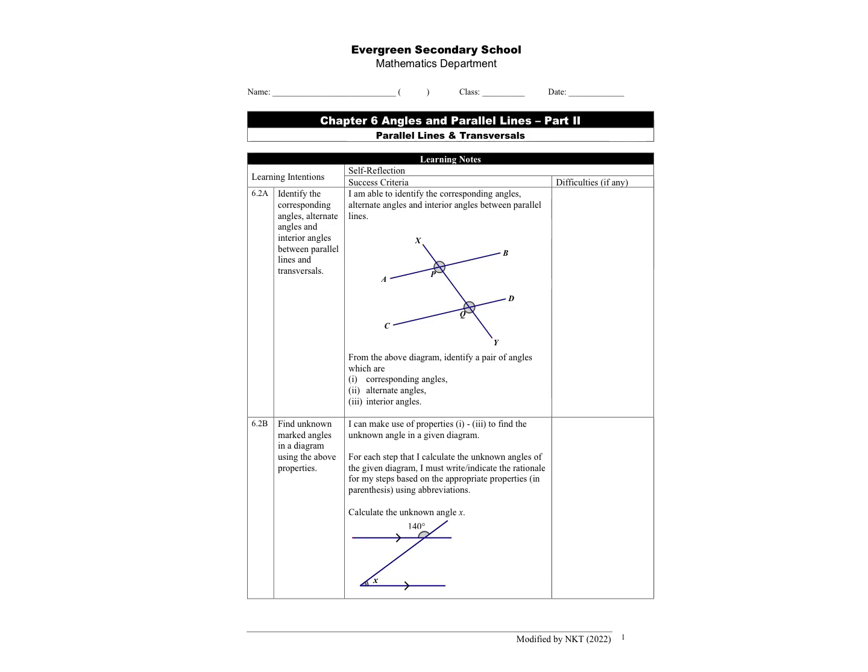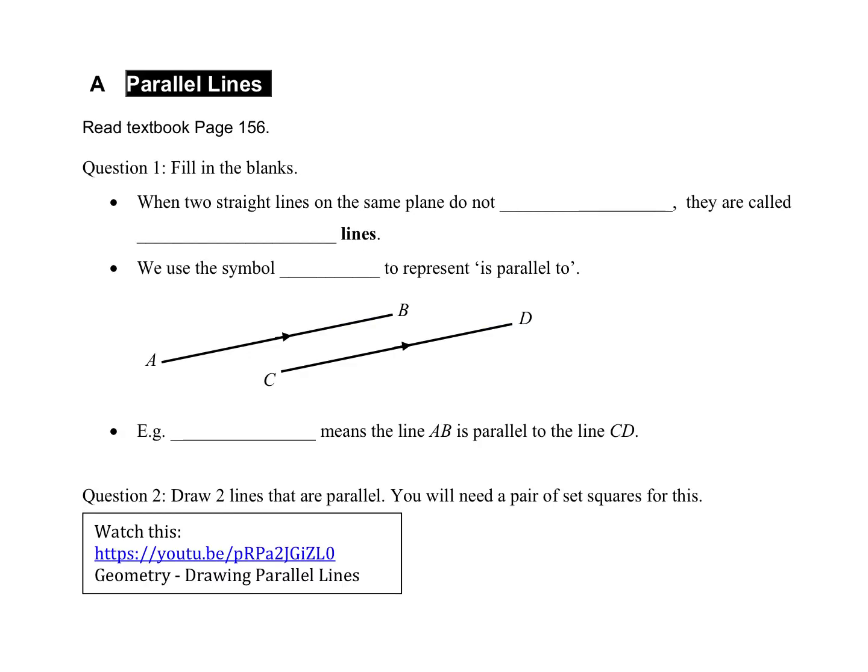Chapter 6, Angles and Parallel Lines, Part 2. In this part of the chapter, we'll be looking at some of the properties of parallel lines and transversals, and what are corresponding angles, alternate angles, and interior angles between parallel lines. So, what are parallel lines?